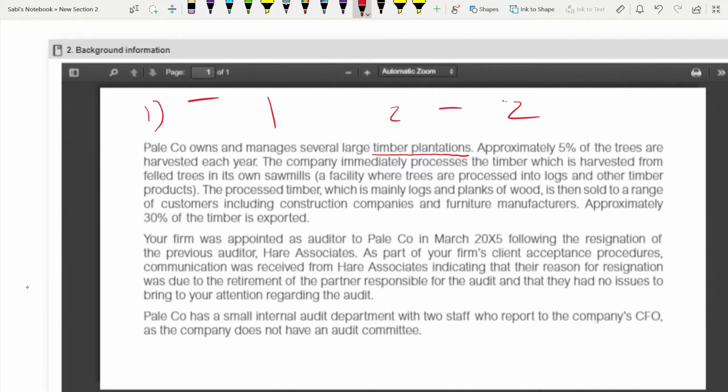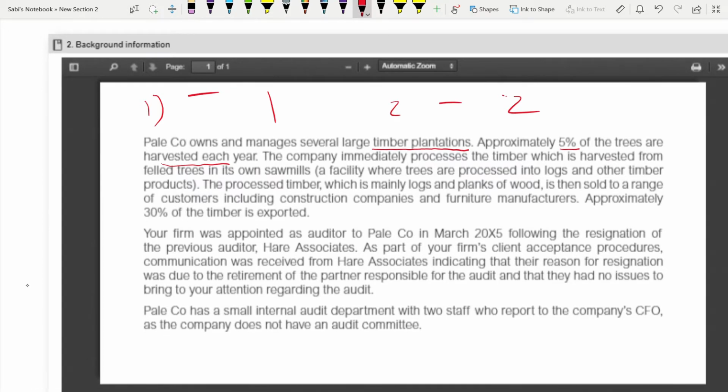Approximately 5% of the trees are harvested each year. The company immediately processes the timber which is harvested from the felled trees in its own sawmills, a factory where trees are processed into logs and other timber products. The processed timber, which is mainly logs and planks of wood, is then sold to a range of customers, including construction companies and furniture manufacturers. Approximately 30% of timber is exported.